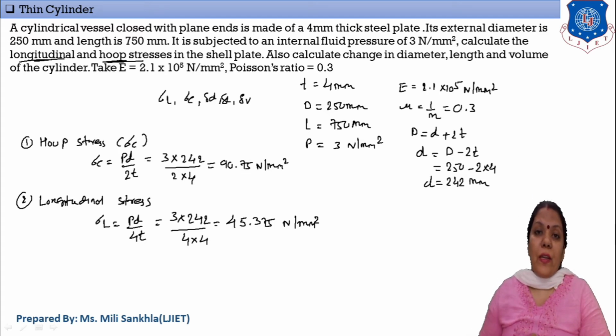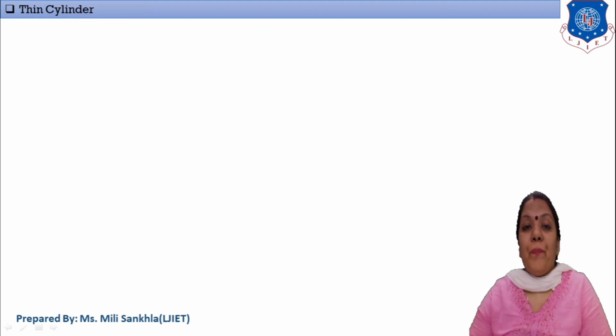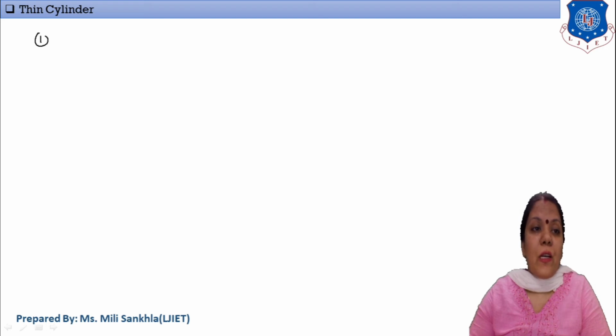Now next we find out change in dimension. Our first change in dimension is del D. Now guys, before we find change in dimension, we find out strain, because the equation of strain is equal to change in dimension divided by original dimension. So before finding change in dimension, we find out strain.